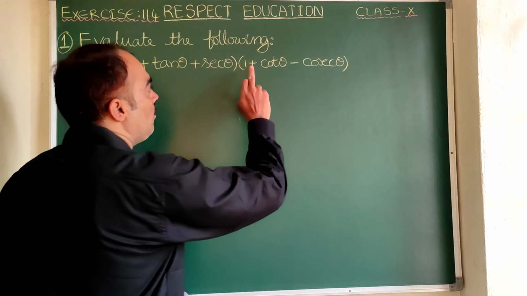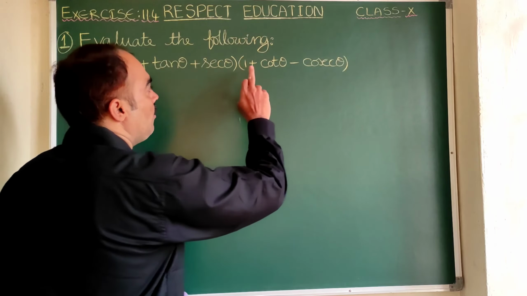Plus now again the a minus b whole square formula. Now you tell me a square: sin square theta, plus b square: cos square theta, minus 2ab: sin theta into cos theta. Is it clear?